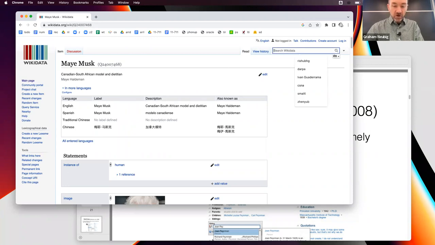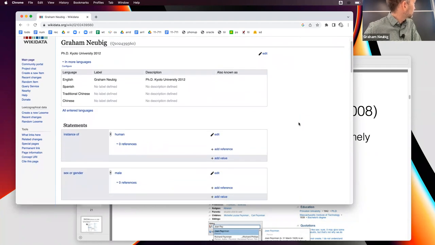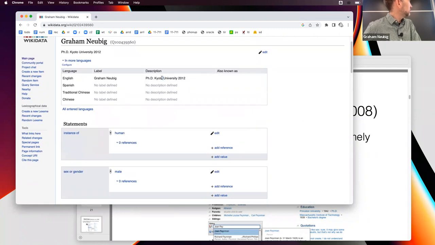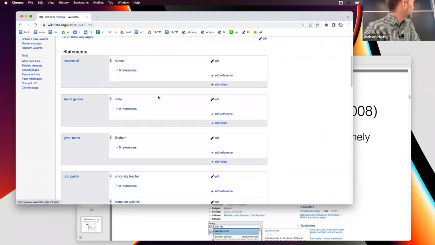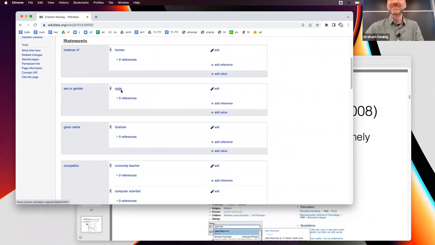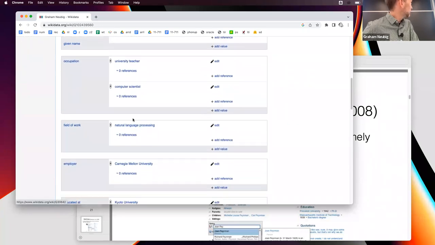This also works for long tail entities. So I'd like to think that I'm a long tail entity, but it also has a little bit of information. Like I got my PhD at Kyoto University in 2012. I'm a human, which is useful information, you know, male. My occupation is university teacher, computer scientist, which is appropriate. My field of work is natural language processing. I have no idea where this came from, by the way. I didn't add it myself.